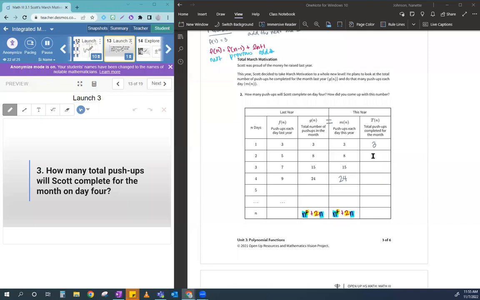Yeah. Okay, good. So how many total push-ups does he have? Okay, how many push-ups does he do on day 2? 8, right? So how many total push-ups here? Yes. Why is it 11? Where does the 11 come from?